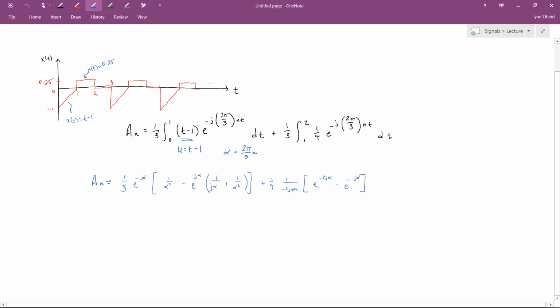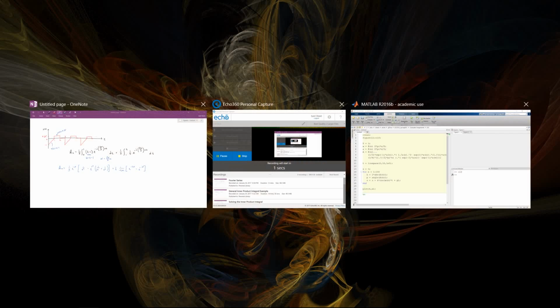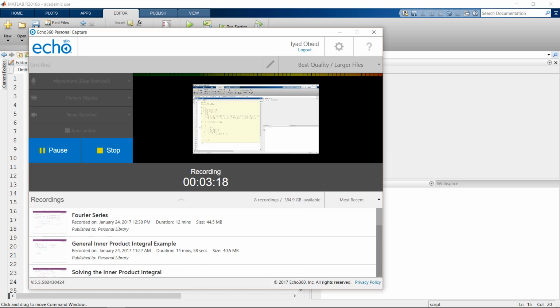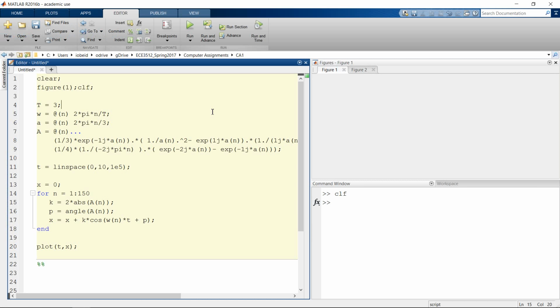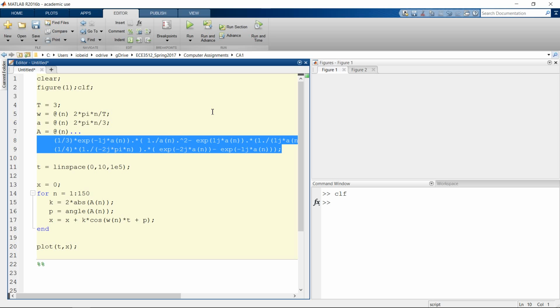And the reason I know it works is I went to Matlab and I typed it in. So let's take a look now in Matlab. Here you have T equals 3, a function to give me omega, a function to give me my a. This is the 2 pi n over 3, and then this is my attempt to incorporate that big gross formula that I just showed you after I did all the calculus.